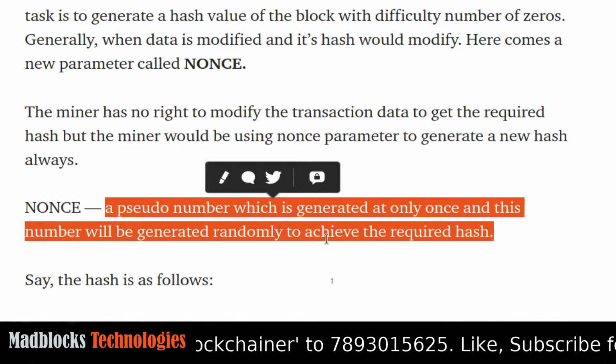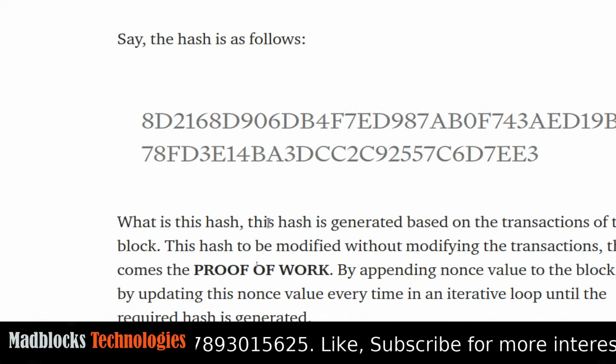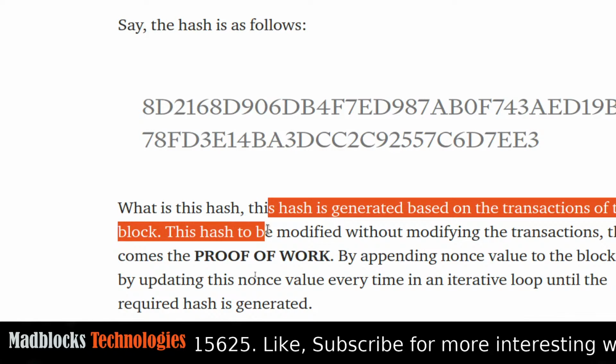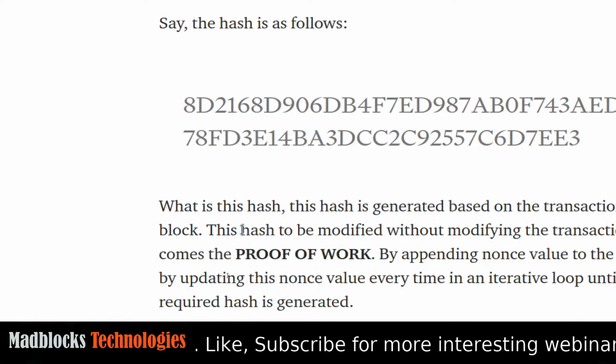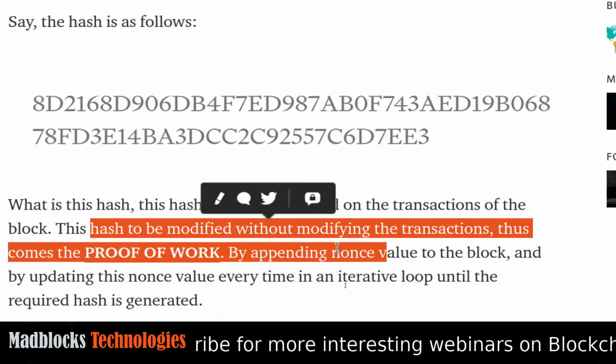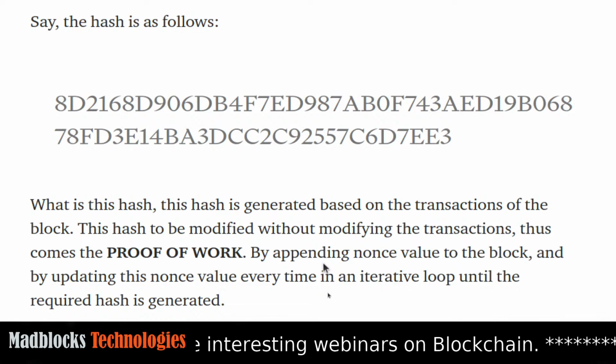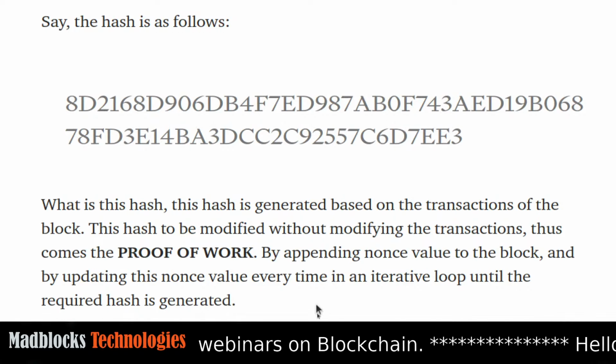Okay, so here what is this hash? This hash is generated based on the transactions of the block, and this has to be modified without modifying the transactions. So that is where proof of work comes in, by appending the nonce value to the block and updating this nonce value every time in an iterative loop until the required hash is generated.